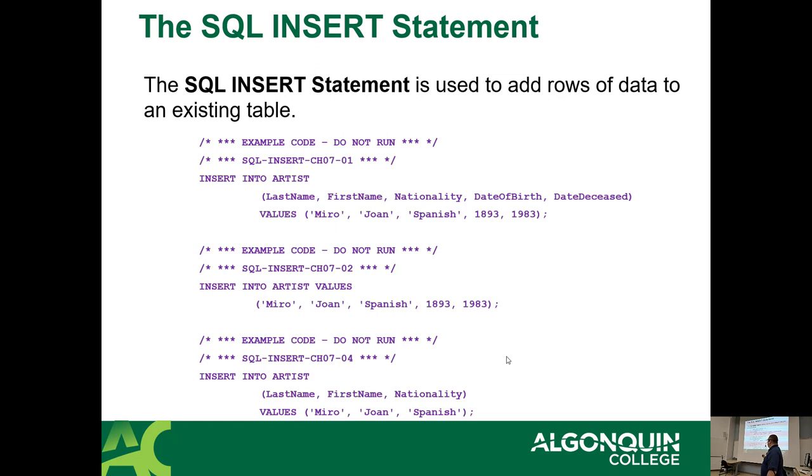So if we look at example number two, because this table has last name, first name, nationality, date of birth, and date deceased, you can theoretically, if you're going to insert into every single column in the table, skip this part and just list off the column values, if you're going to insert into every column. Very uncommon. That is something that you almost never see.